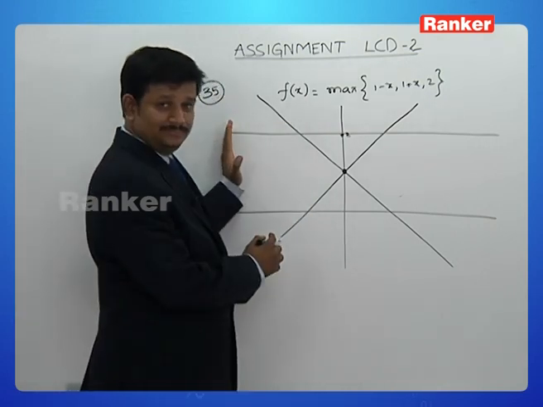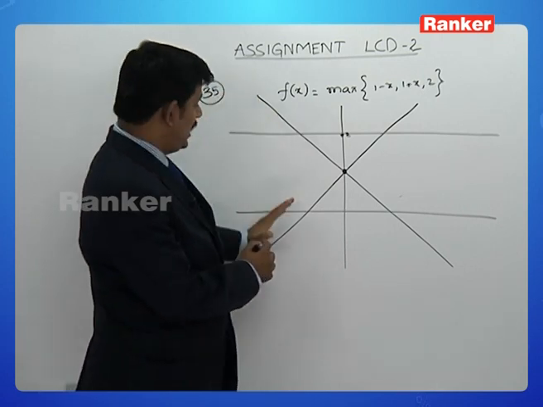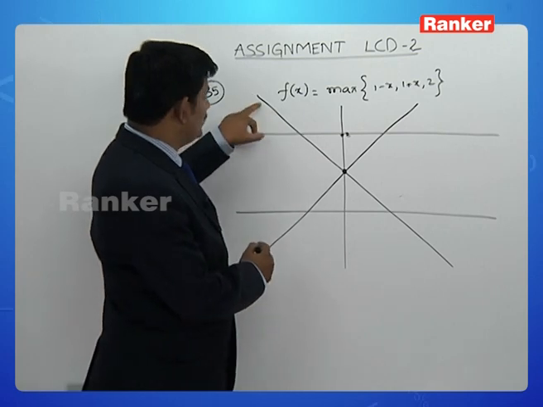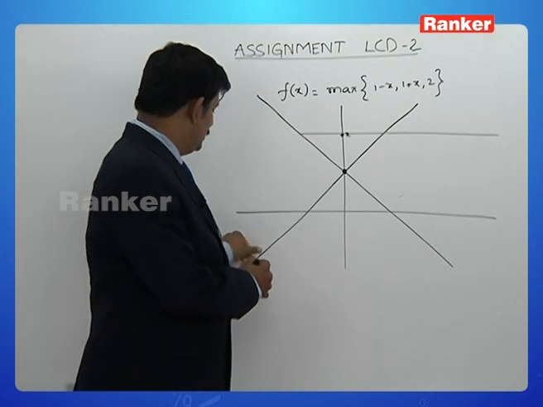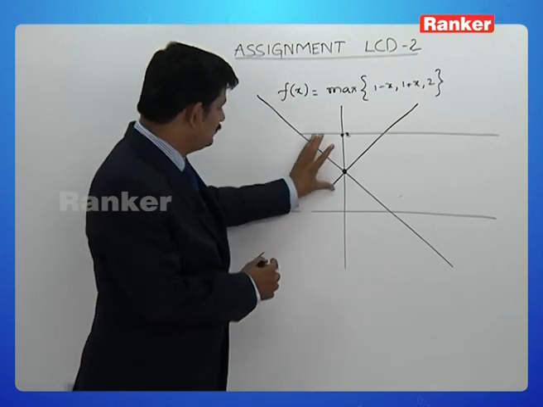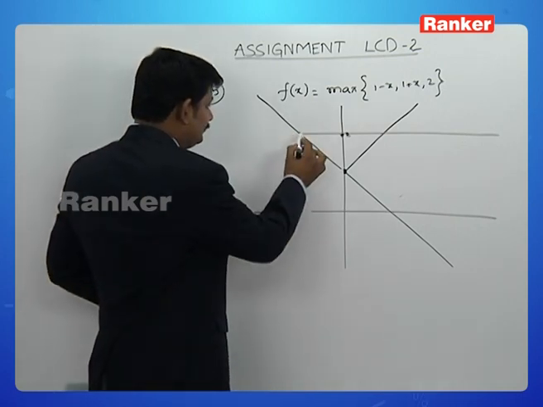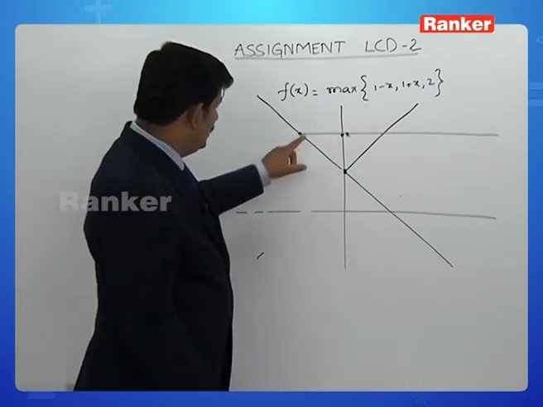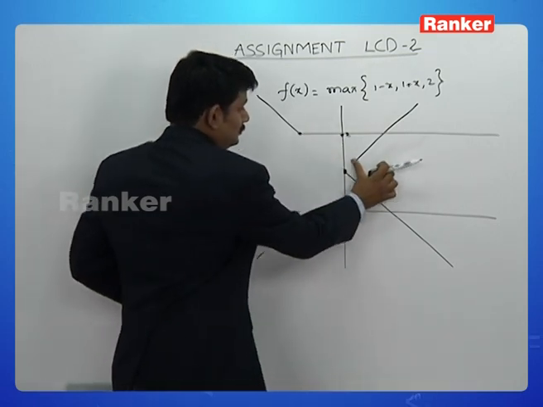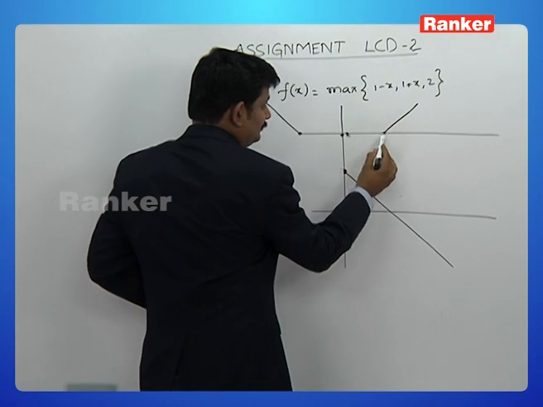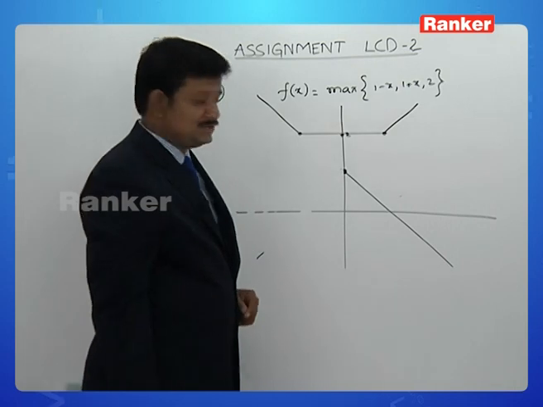Observe this region: 1 minus x, 2 and 1 plus x. Among the 3, 1 minus x is maximum. So, f of x would not be 2, it would not be 1 plus x, it would be 1 minus x up to here. Then among the 3, maximum is 2 till here, and then among the 3, maximum is 1 plus x.